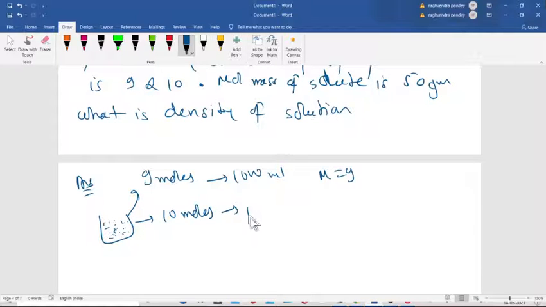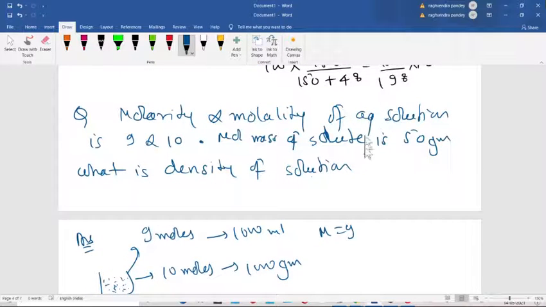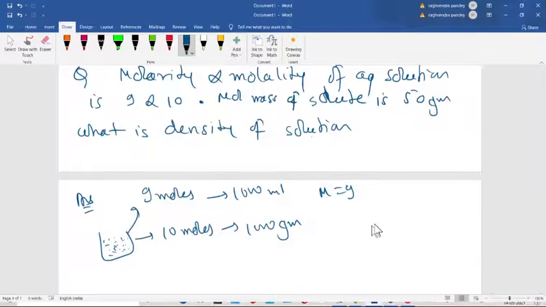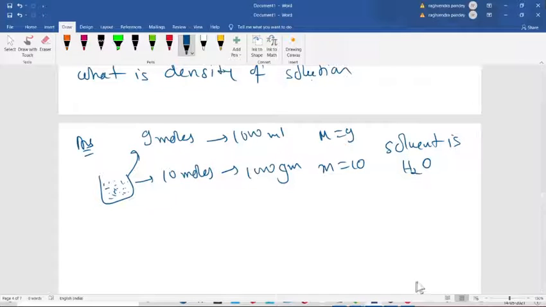Now the same solution has 10 moles in 1000 gram. Okay, 10 moles in 1000 gram. So one thing, that's an aqueous solution. Aqueous solution means water as a solvent. So the solvent is water. Its molality is 10. Solvent is water. So 1000 gram is there.